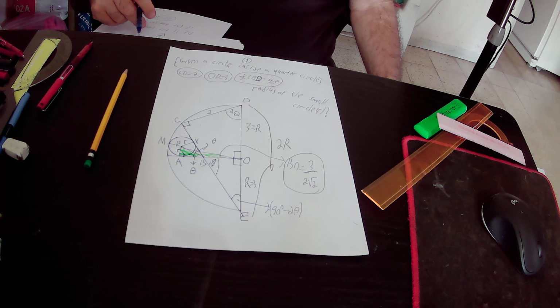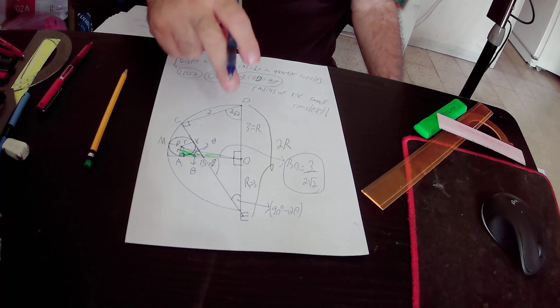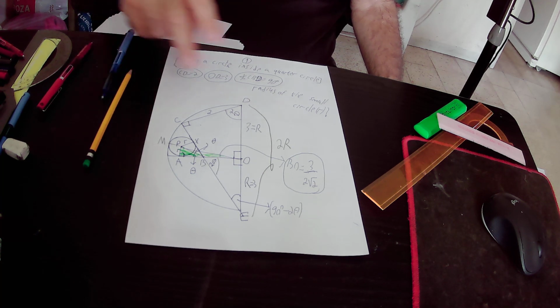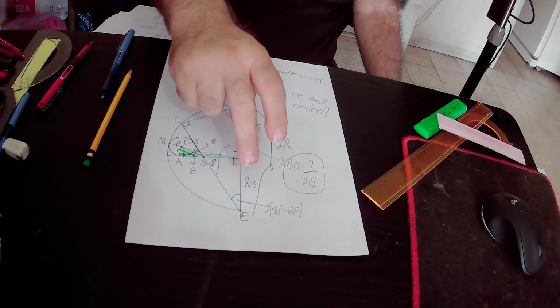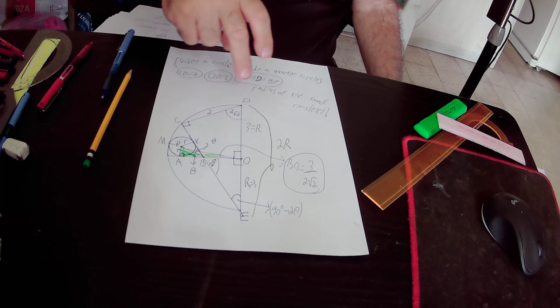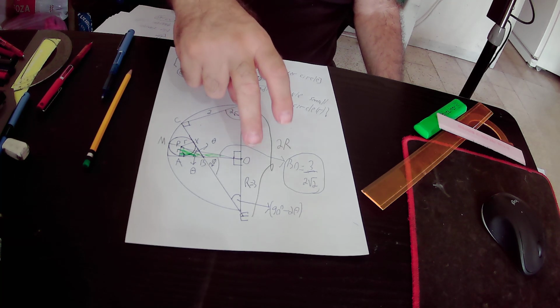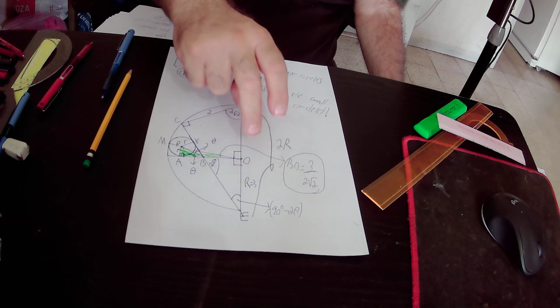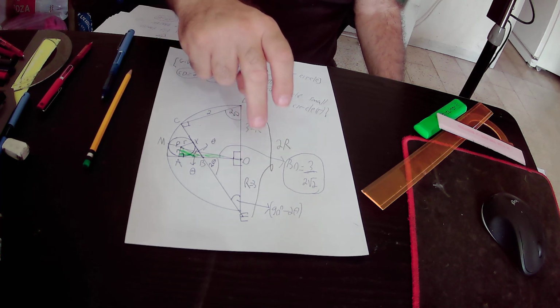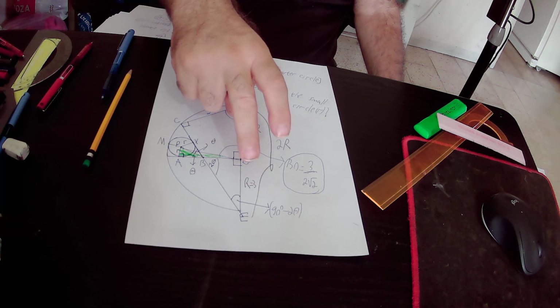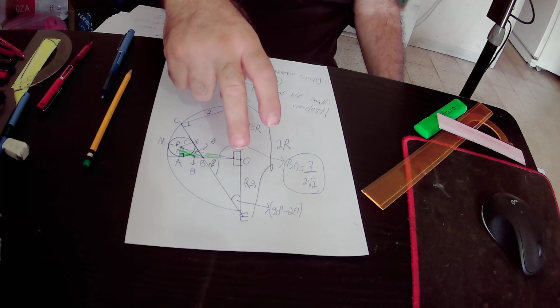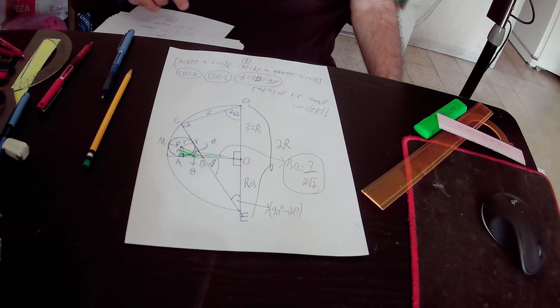So the diameter of any circle equals 2 times the radius, and so DE equals 2R. And if DO equals R, then OE must also equal R, because the sum of those two parts must be 2R. So R plus R must equal 2R, because DE is the diameter that equals 2R. So OE also must be equal to R.